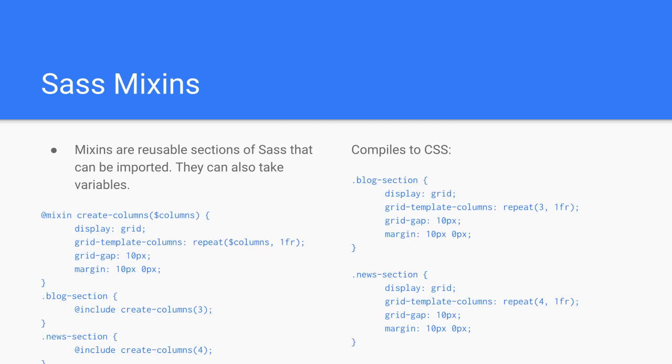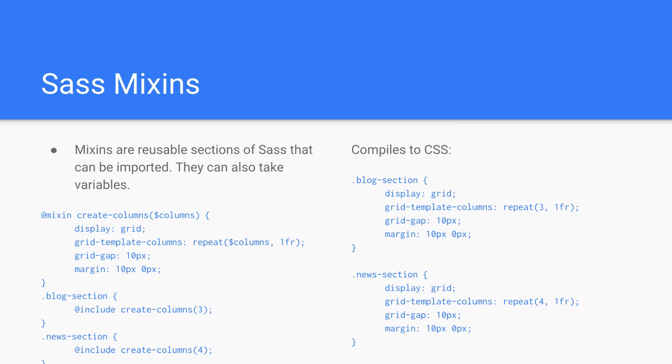We can also do mix-ins, so these are kind of little functions, reusable sections of Sass that we can import, and they can also take variables as well. So this is really powerful for things like our column layouts or things like CSS Grid. So we could create a mix-in called create columns and give it however many columns we want as a variable. And then it returns this CSS.